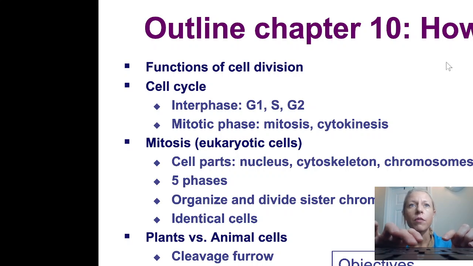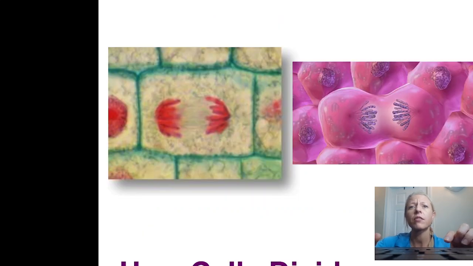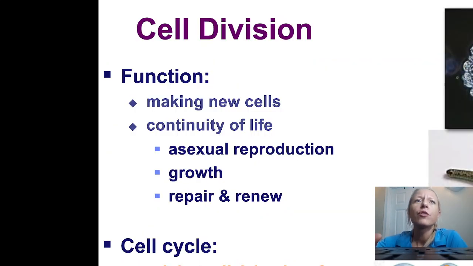Okay. So the main things that you need to know are the cell cycle and what happens within each phase, mitosis, and what happens within each phase of mitosis, and the differences between mitosis in plants and animal cells. So the overall function of cell division is making new cells for either reproduction, growth, or repair and renewal. Okay, so main functions of cell division: growth, repair, renew, reproduce.